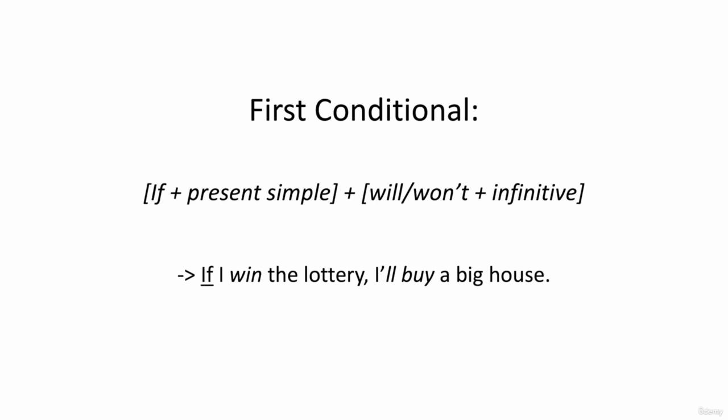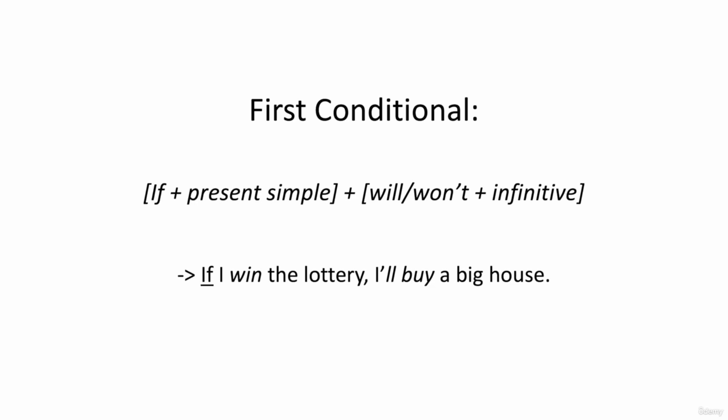The first conditional is formed of two clauses, the if or subordinating clause, which we use with the present simple, and the main clause, which we use with the auxiliary will or won't, plus the infinitive form of the main verb. For example, if I win the lottery, I'll buy a big house.